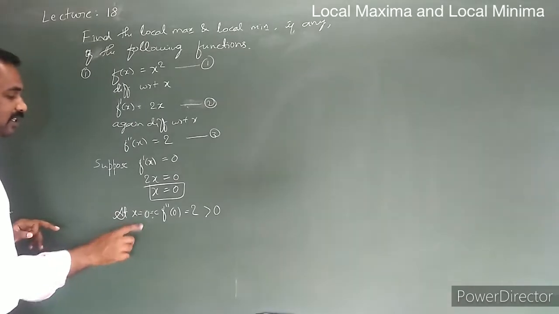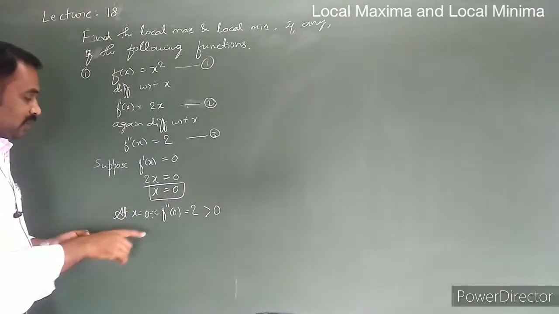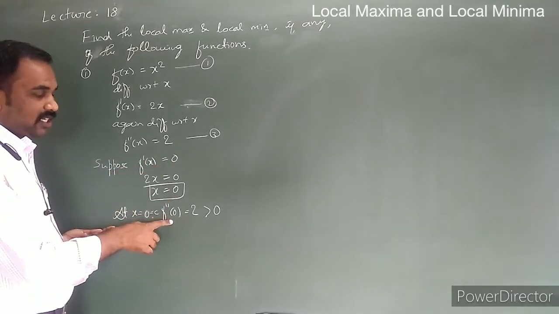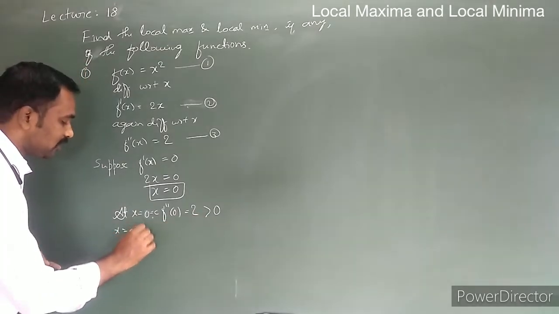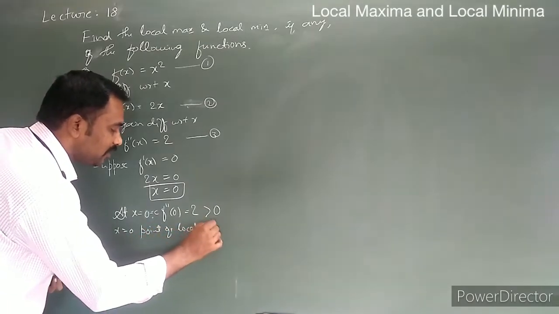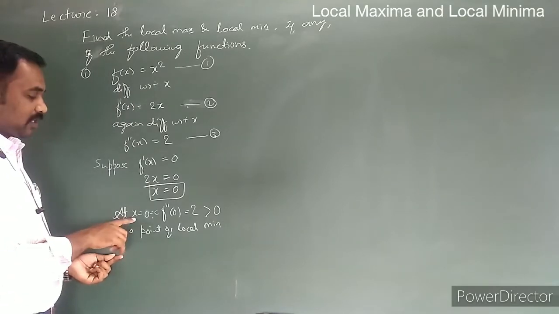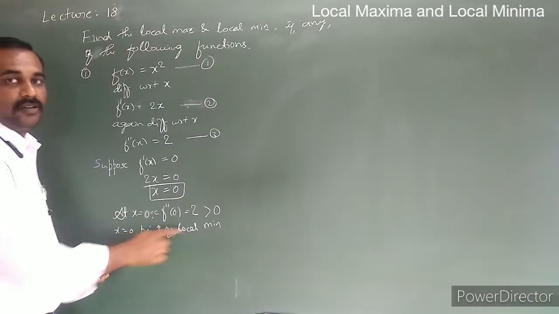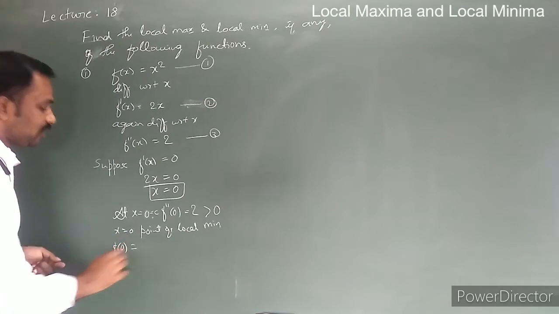So is x equal to 0 a point of local maximum or a point of local minimum? f dash of x is equal to 0 and f double dash of c is positive. Therefore, x equal to 0 is the point of local minimum. This is the second condition: f dash of x is equal to 0 and f double dash of c is positive, then it is a point of local minima.